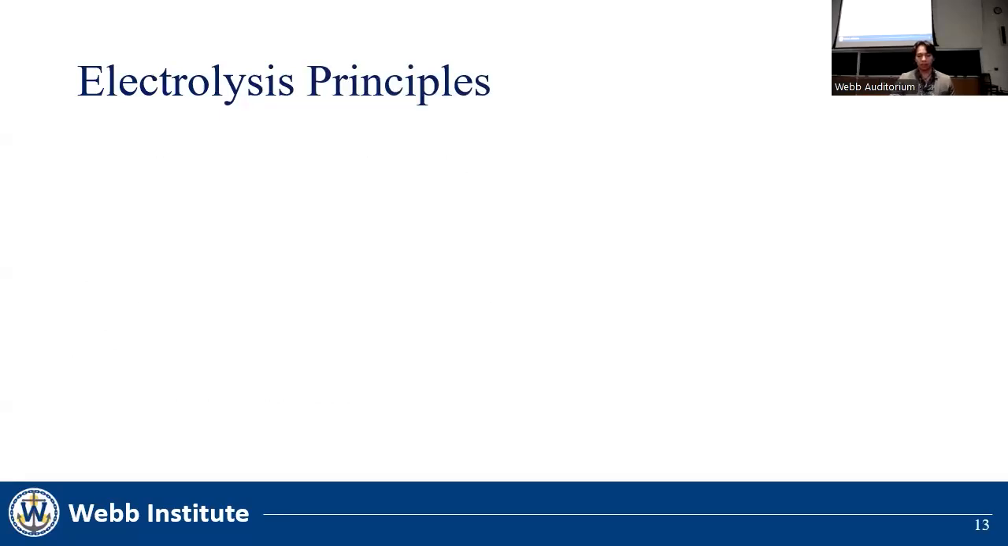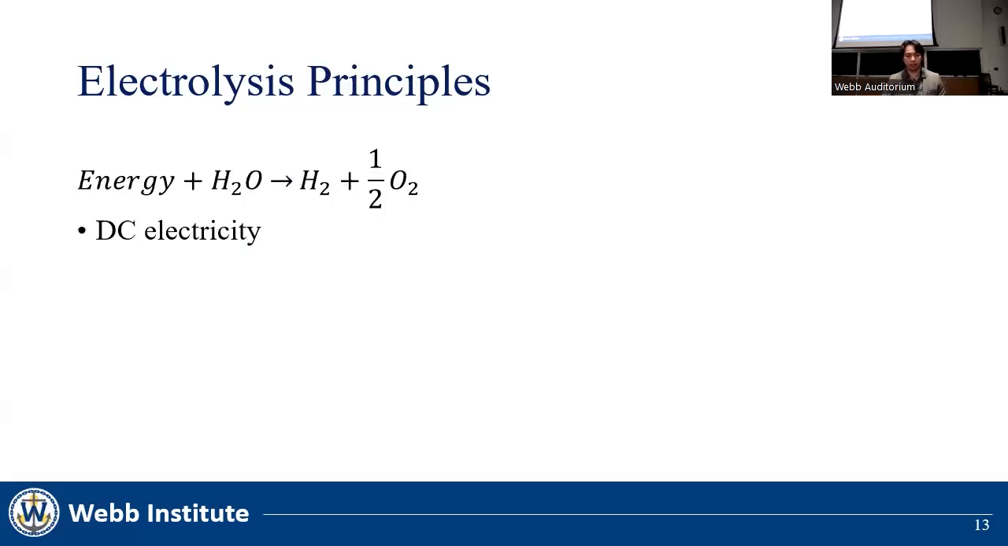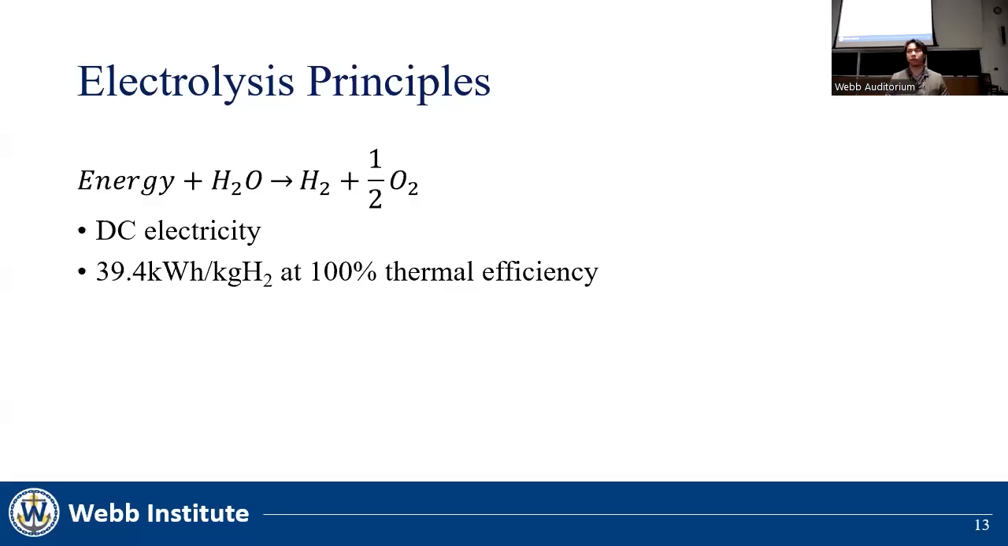So electrolysis can be summed up through this equation, and it requires DC electricity input to split the liquid water into hydrogen and oxygen. And at 100% thermal efficiency, this reaction requires 39.4 kilowatt hours of energy to produce 1 kilogram of hydrogen. And this process typically requires an electrolyte due to water's low conductivity on its own.